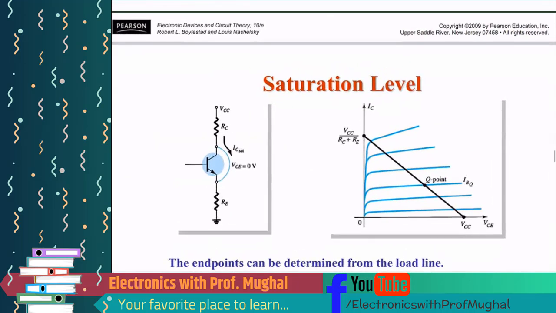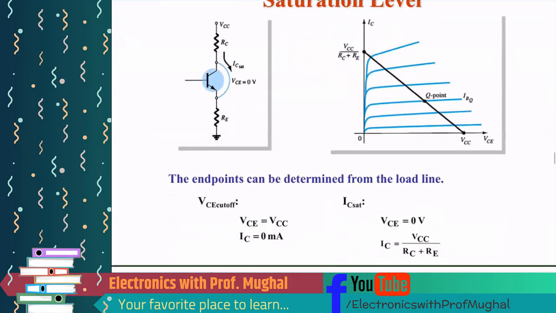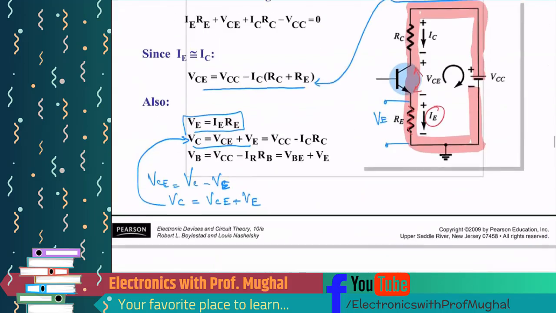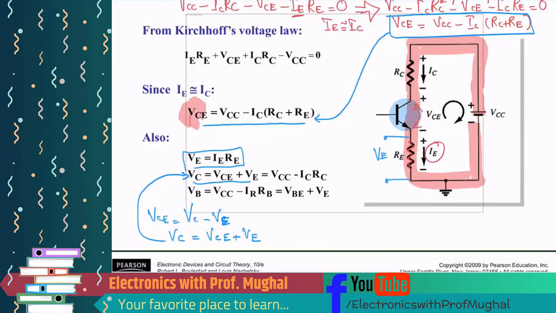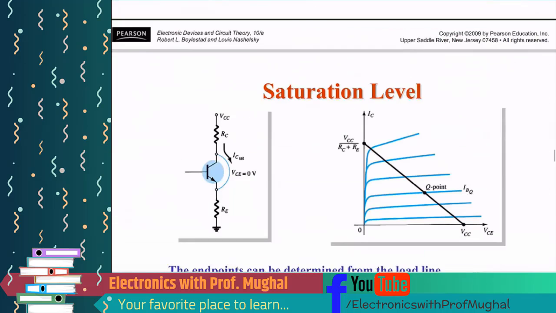Now we need to get the saturation, so you do the load line analysis. We need to do the output loop equation, which is this right here. I can rewrite it over here, output loop equation, VCE equals VCC minus IC(RC plus RE), right? And what we do with this equation is we put IC equal to 0, and when we do that, we get what? VCE equals VCC, correct?